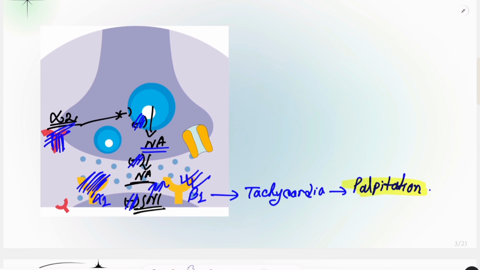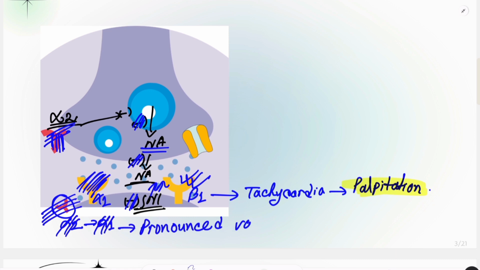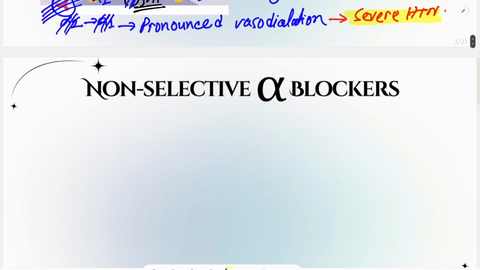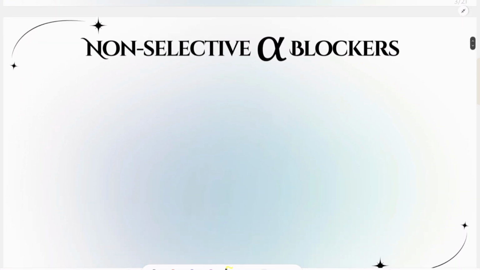And the second point, this postsynaptic alpha 2 receptor acts like the alpha 1 receptor. So, if we block this receptor, there will be more pronounced vasodilation. We can use this utility in severe hypertension. So, a non-selective alpha blocker can be used in severe hypertension, whereas a selective alpha 1 blocker can be used for mild to moderate hypertension. So now we can discuss the non-selective alpha blocker in detail.